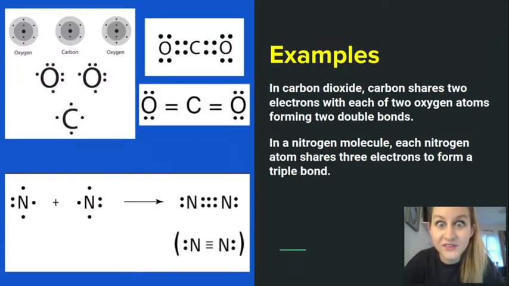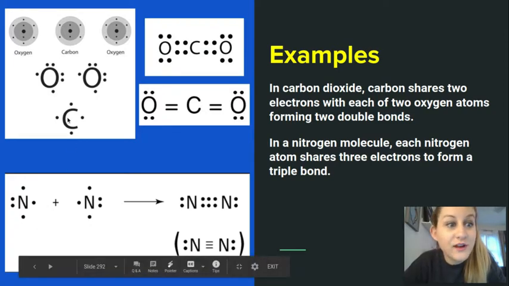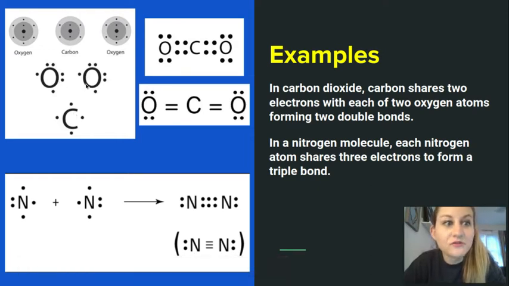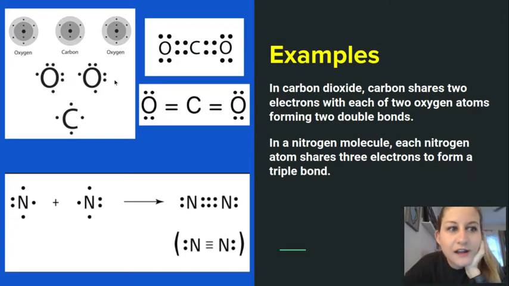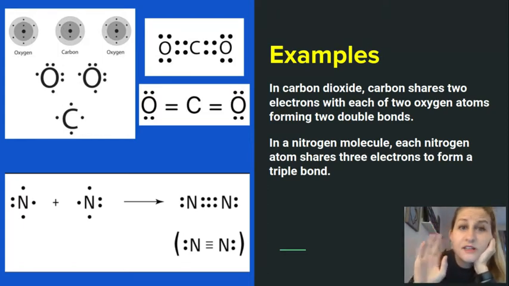Okay, let's go over some examples. So our first example is carbon dioxide. In carbon dioxide, carbon, right over here, shares two electrons with each of two oxygen atoms, right up here, forming two double bonds. So we can see that when we have these oxygen atoms that form a covalent bond with the carbon atom, it actually creates two separate double bonds.